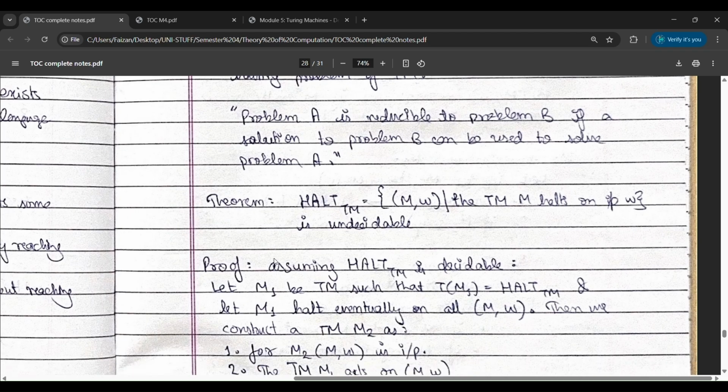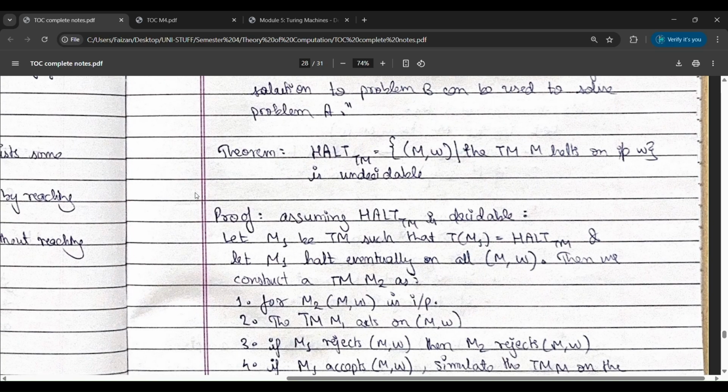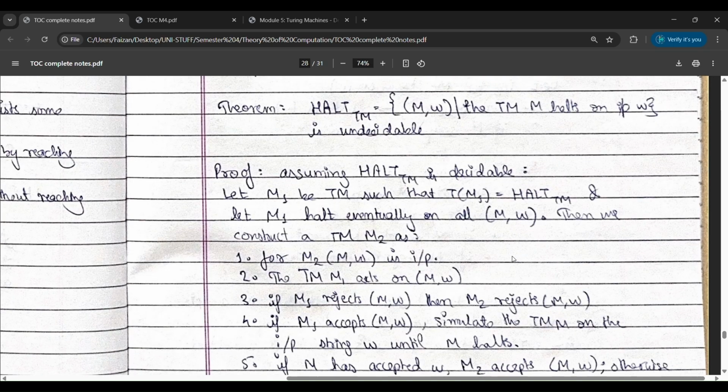We will be going through with a negative test. What does that mean? You will assume that this problem is decidable, and then you have to prove that it is not possible. If it is not decidable, then it definitely means it's undecidable. That's pretty much logical. So you're going to create a Turing machine M1, and in M1 you will apply halt, and let M1 halt eventually on all strings W.